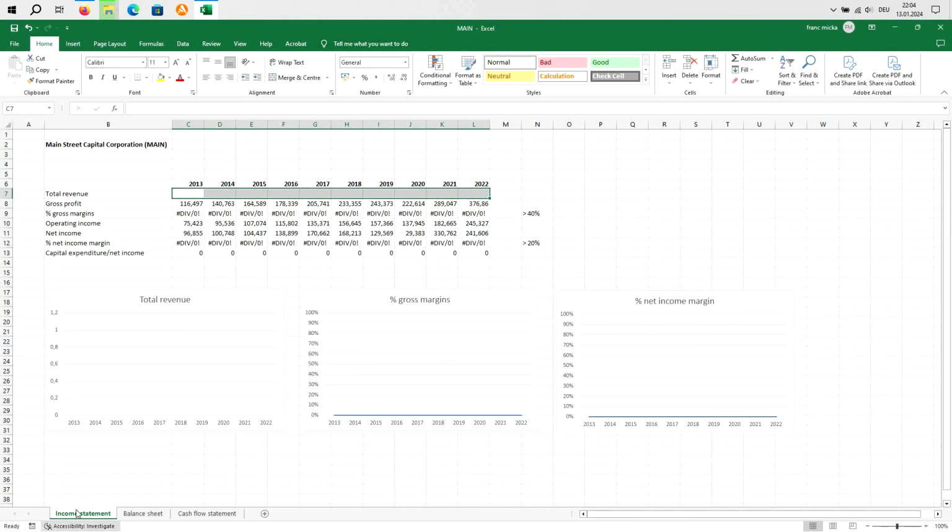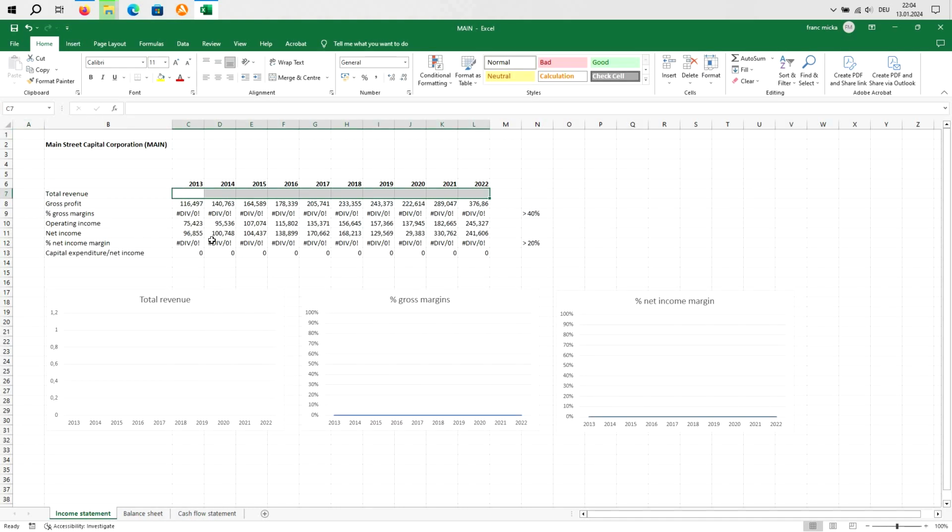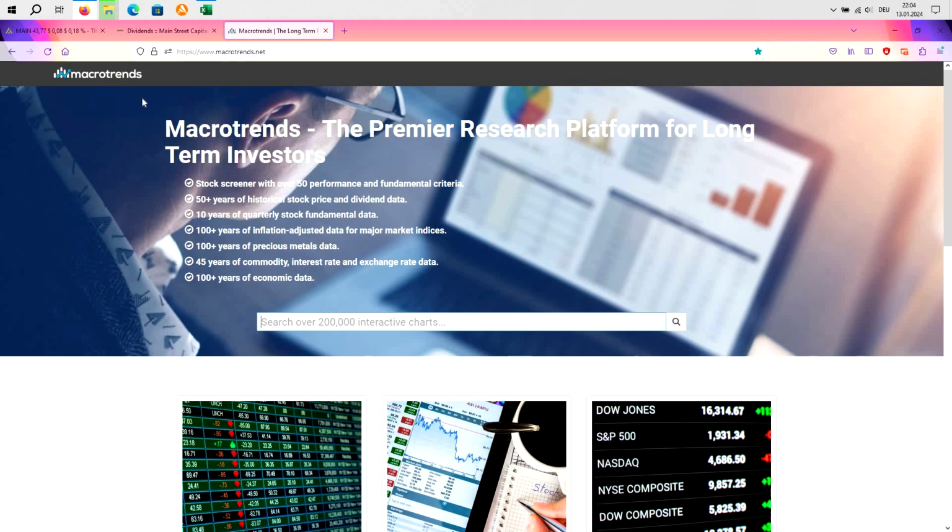So without further ado, we will analyze this company together with the help of this Excel table that I prepared. We will analyze the income statement, balance sheet and cash flow statement. As you can see, I already pre-filled all the data and drew all the graphs. But still, I want to show you how I fill out this table, and we will do total revenue together with the help of this website called Macrotrends.